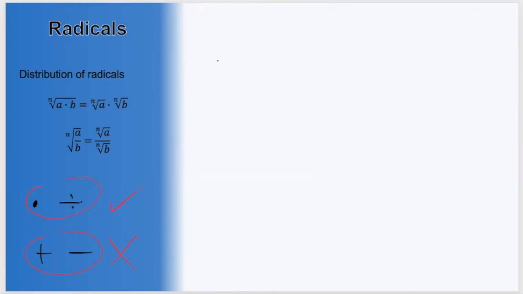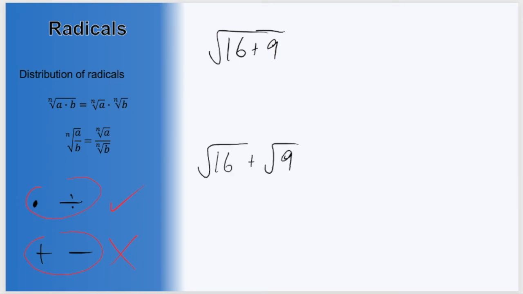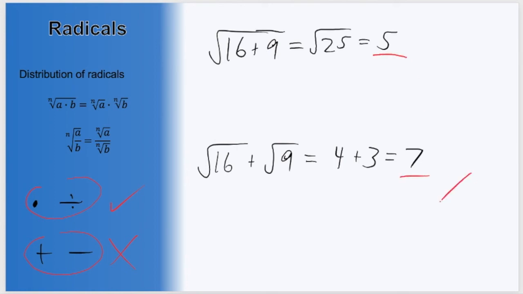To show that radicals do not distribute across addition or subtraction, consider the square root of 16 plus 9 compared to just the square root of 16 plus the square root of 9. For the first one, we must do the addition inside the root first, which will give us the square root of 25, and the square root of 25 we saw was 5. For the second one, we've seen that the square root of 16 is 4, plus the square root of 9 is 3, and adding these, we get 7. These answers do not match, so radicals do not distribute into addition or subtraction.